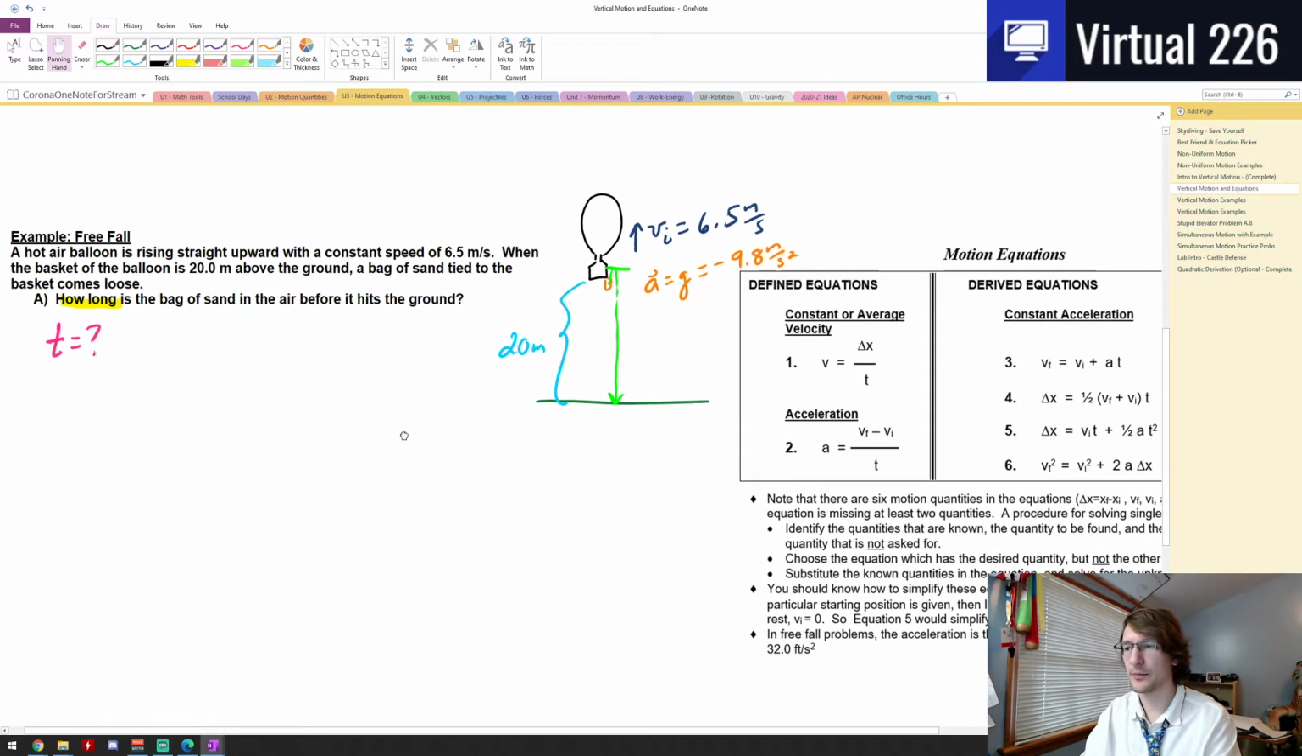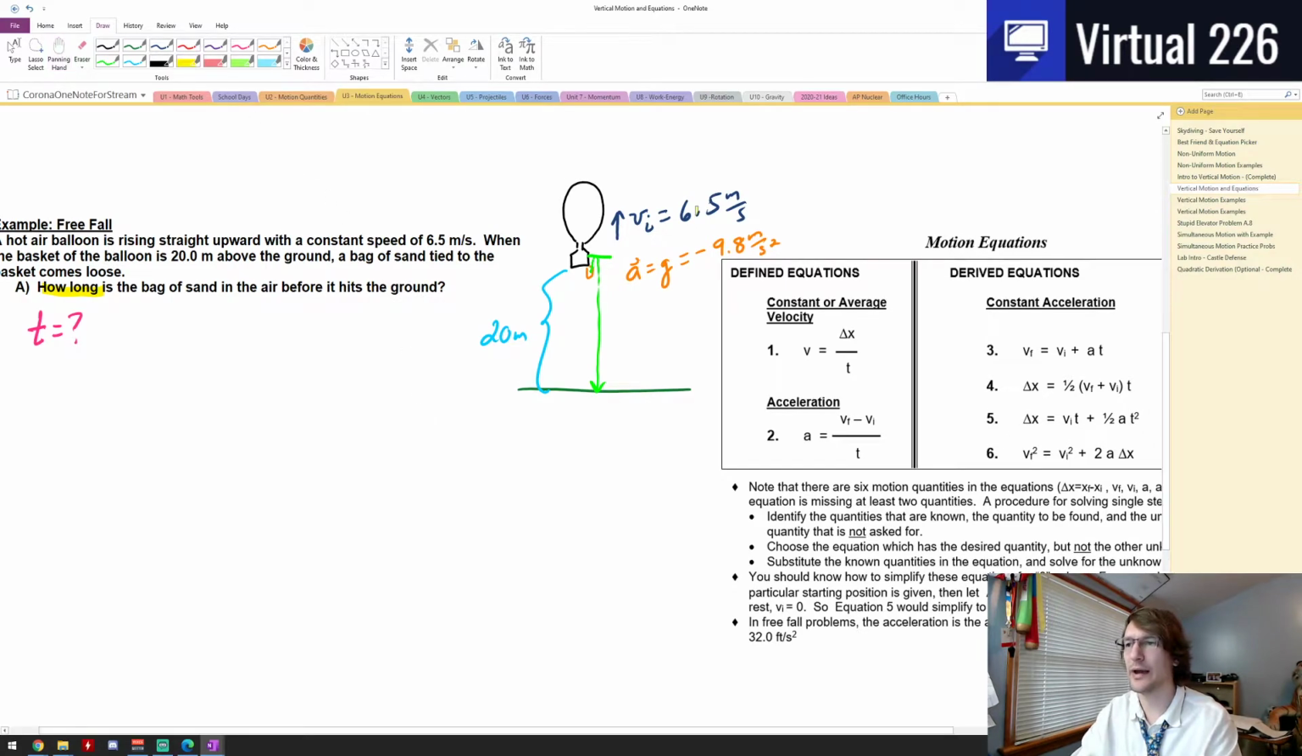So if we want to do this, we can take a look at what we have. We have a vi, we've got an a, which is g, and we've got this 20 meters here, which is technically a delta x. And we'll have to be careful with this 20 meters in a second, but for right now, let's just take a look at what we have. We've got vis, so here are all our vis. We've got a's, and we've got delta x's. And we're looking for t's.